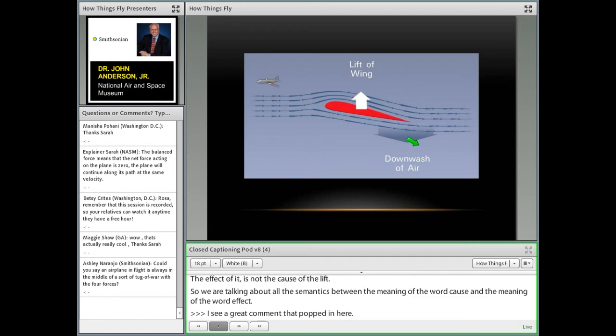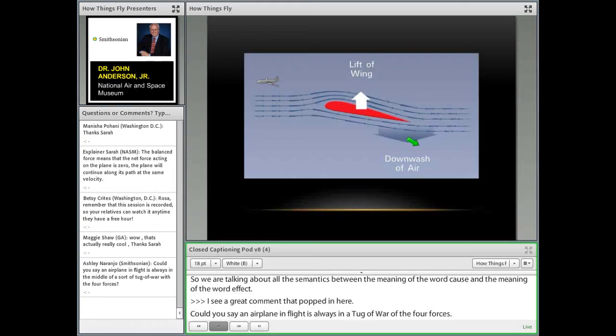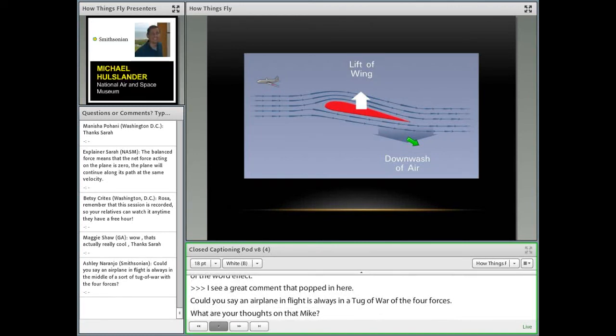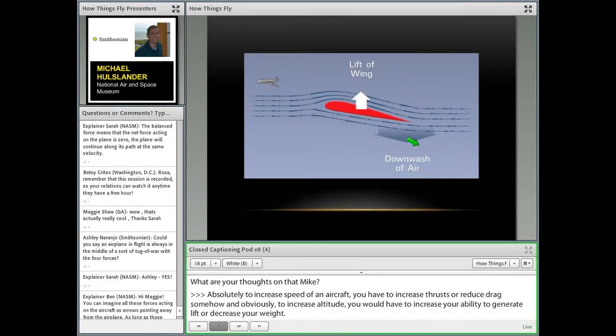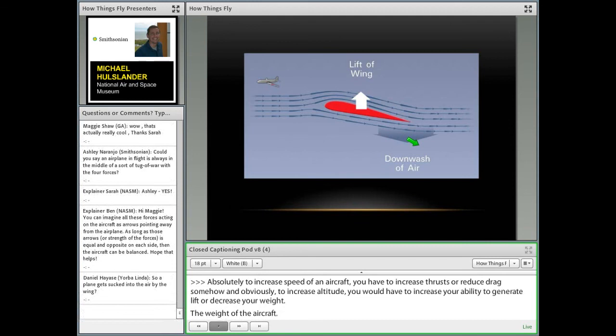Absolutely. To increase speed of an aircraft, you would have to increase thrust or reduce drag somehow. And obviously, to increase altitude, you would either have to increase your ability to generate lift or decrease the weight of the aircraft. So yeah, it's a constant tug of war between the four forces of flight, I would say. Yes. Balancing and equaling them out. Yes, exactly.